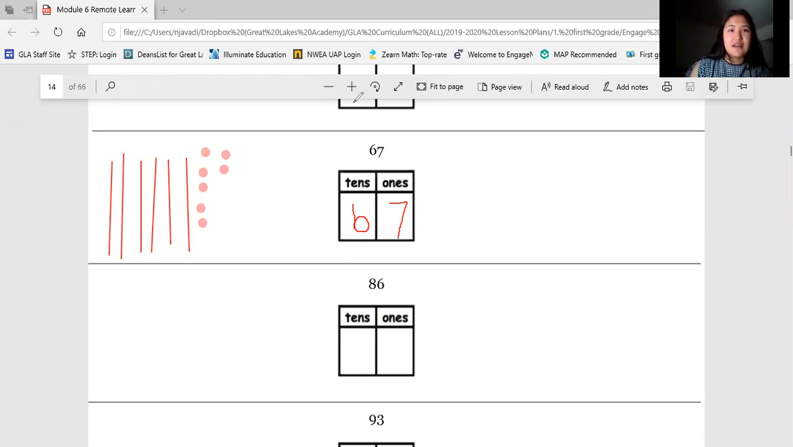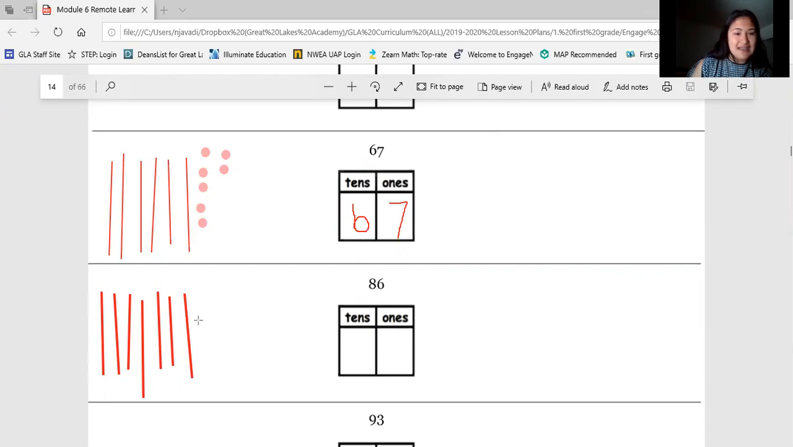Let's do 86 together. 86. If I broke it up into tens and ones, I would have 80 and 6. Let's draw it. I'm going to draw 80 first. 10, 20, 30, 40, 50, 60, 70, 80. Now 6. 1, 2, 3, 4, 5, and 6. That means we have 8 tens and 6 ones. Make sure your paper looks just like mine.